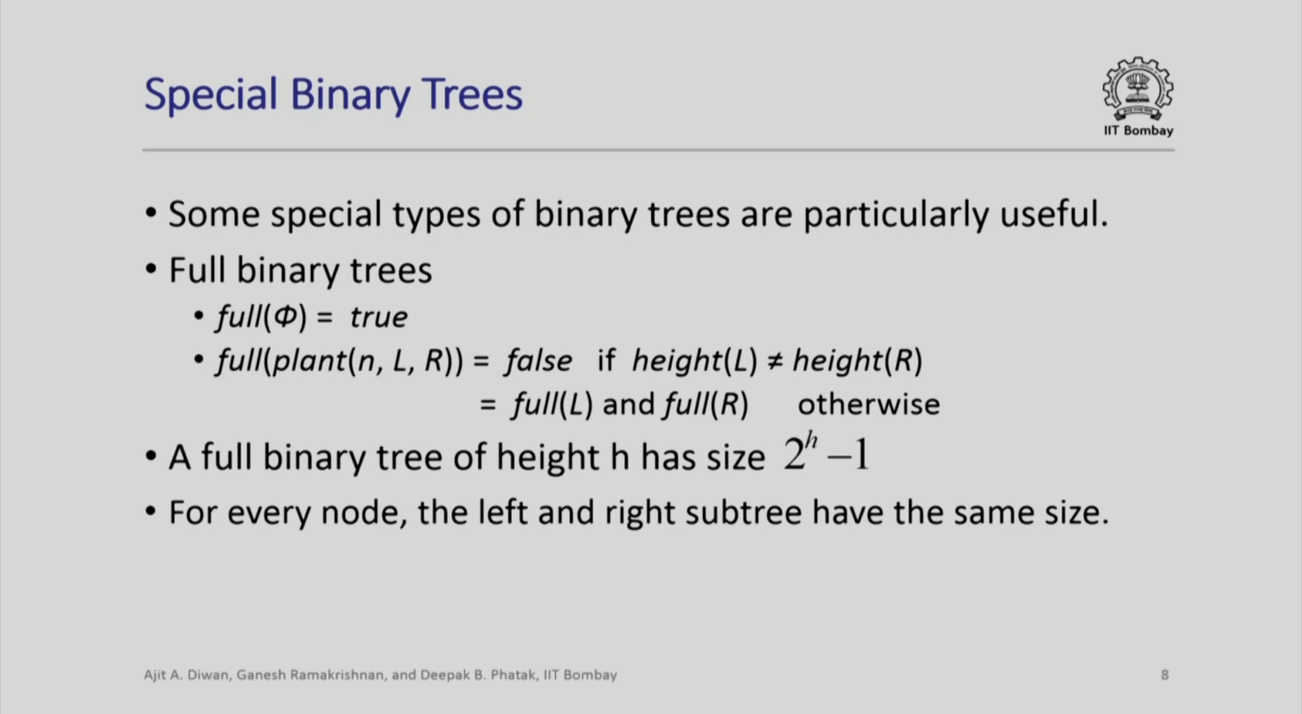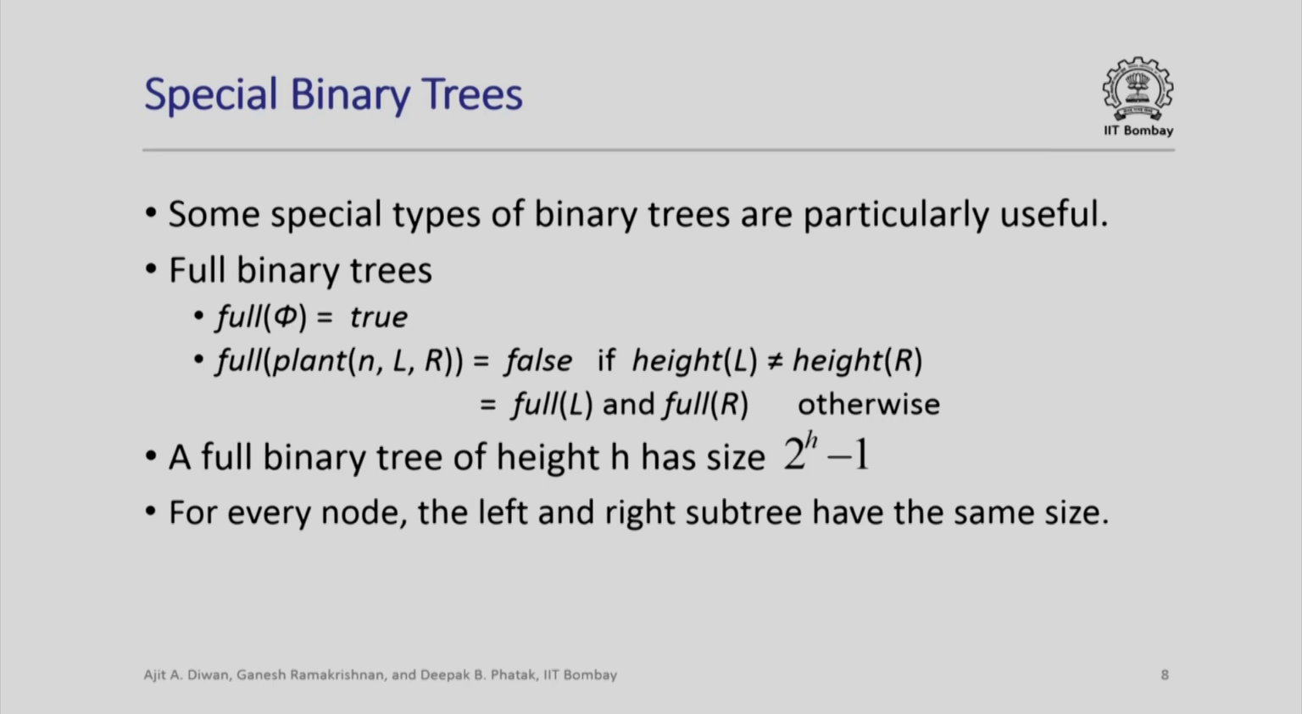So, full trees are defined as follows: the empty tree is always considered to be full. Full of a tree obtained by planting L and R at node n: if the heights of L and R are different, then this is false, it is not a full tree. Or if the heights are equal, then both L and R must be full, in which case full of plant N L R will be true.